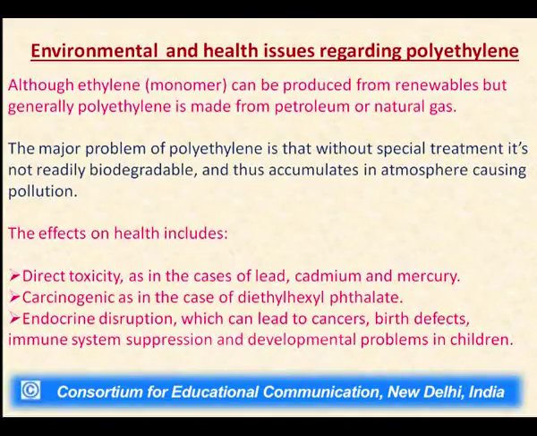It accumulates in air, in soil, in water, in the whole atmosphere, causing a major cause of pollution. The effect on health includes direct toxicity, as in case of lead, cadmium and mercury. It is carcinogenic also, as in case of diethyl hexyl phthalate, and it also causes endocrine disruption, which can lead to cancers, birth defects, immune system suppression and developmental problems in children.